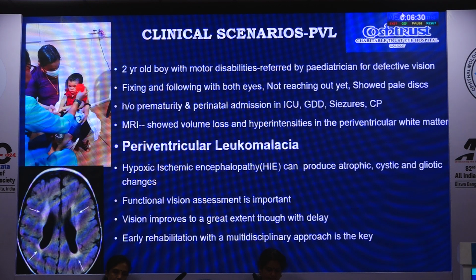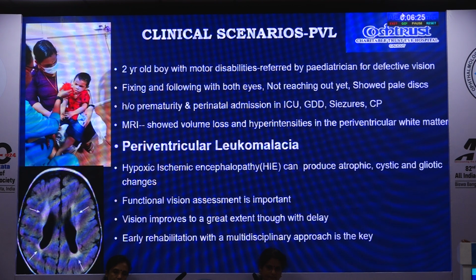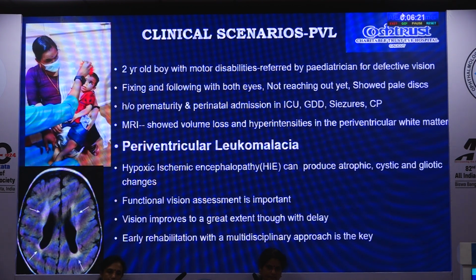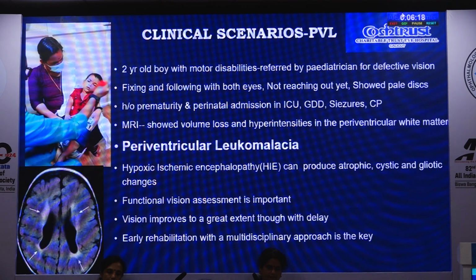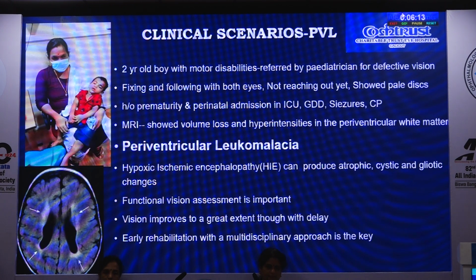So a 2-year boy with motor disabilities was referred by pediatrician for defective vision. He was fixing and following with both eyes, not reaching out yet, and showed pale discs. His history of prematurity and perinatal admission in the ICU, and global developmental delay and seizures was there with spasticity. MRI showed volume loss and hyperintensities in periventricular white matter, as you see in this picture, and was diagnosed with periventricular leukomalacia. Hypoxic ischemic encephalopathy can produce atrophic, cystic and gliotic changes also.